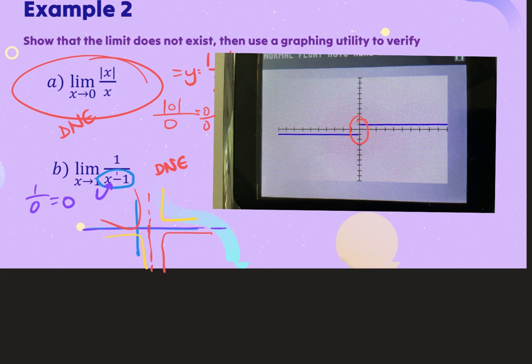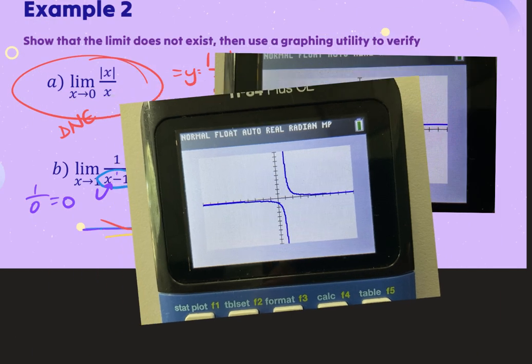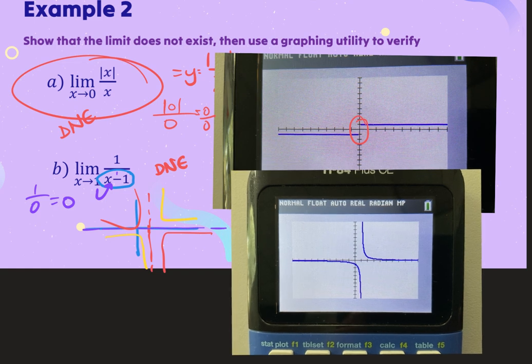So if I plot that on my calculator, y would equal 1 over x minus 1. And then if I graph it, so based on the graphing utility, there's the graph. This is my 1. And because it approaches 1 unbounded, on the right-hand side it's going to positive infinity, on the left-hand side it's going to negative infinity, it would not exist.